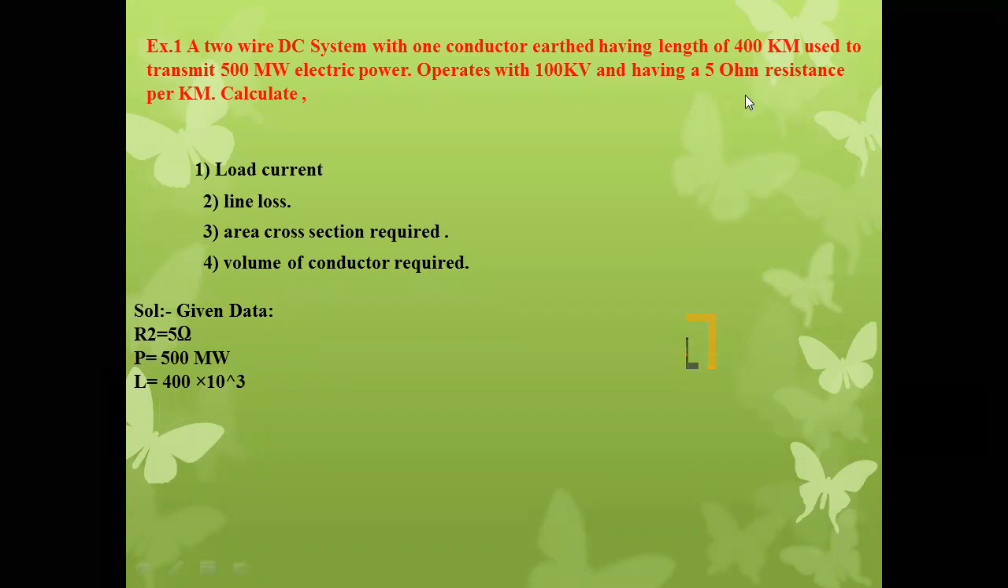So tremendous amount, that is what the 500 megawatt electric power has to be transmitted. Means that much amount of current will flow through the conductors. Okay, the load current will be 5000 ampere. Then decide the line losses, how they will be calculated. Line loss in case of the two wire DC system: what is the formula for this one?